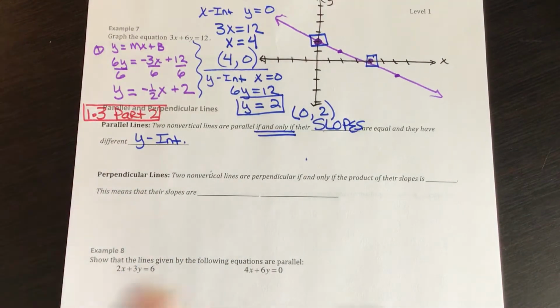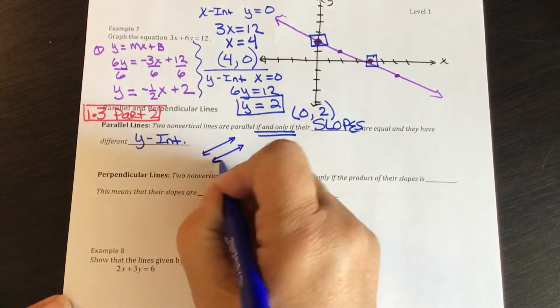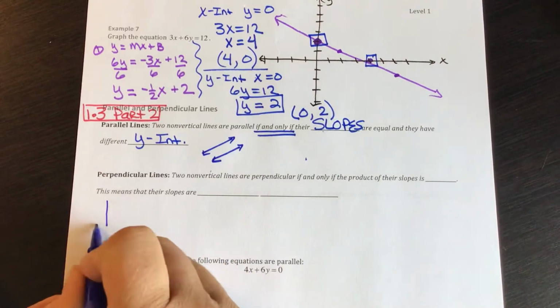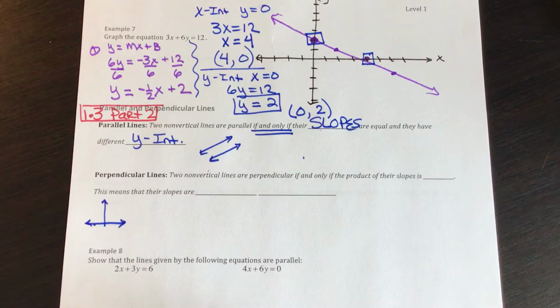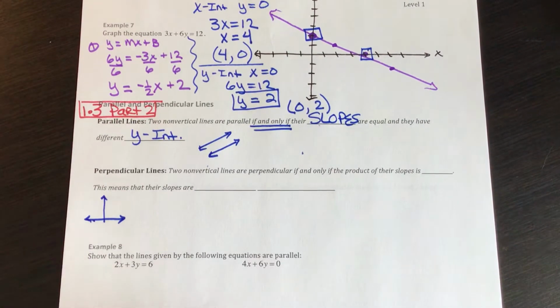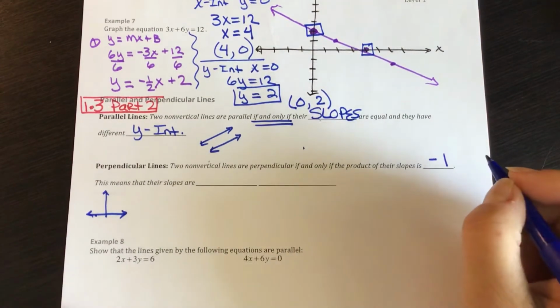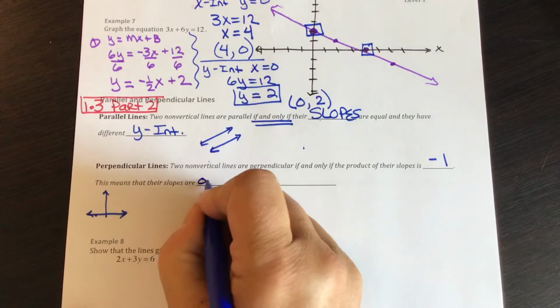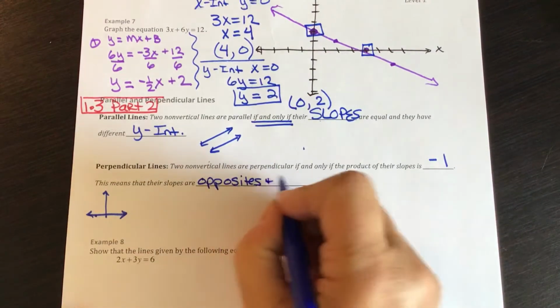Perpendicular lines, I'm just going to draw, this is how I designate parallel lines. And perpendicular lines, I usually designate them like this. Perpendicular lines are two non-vertical lines, and they're perpendicular if the product of their slopes is -1, which means that their slopes are opposites and reciprocals.